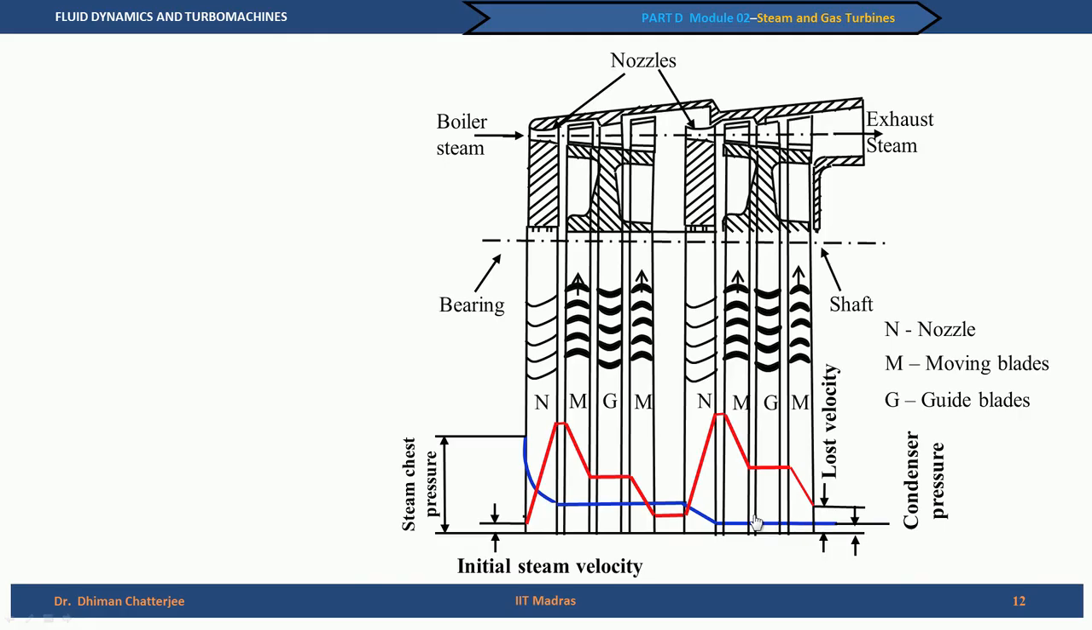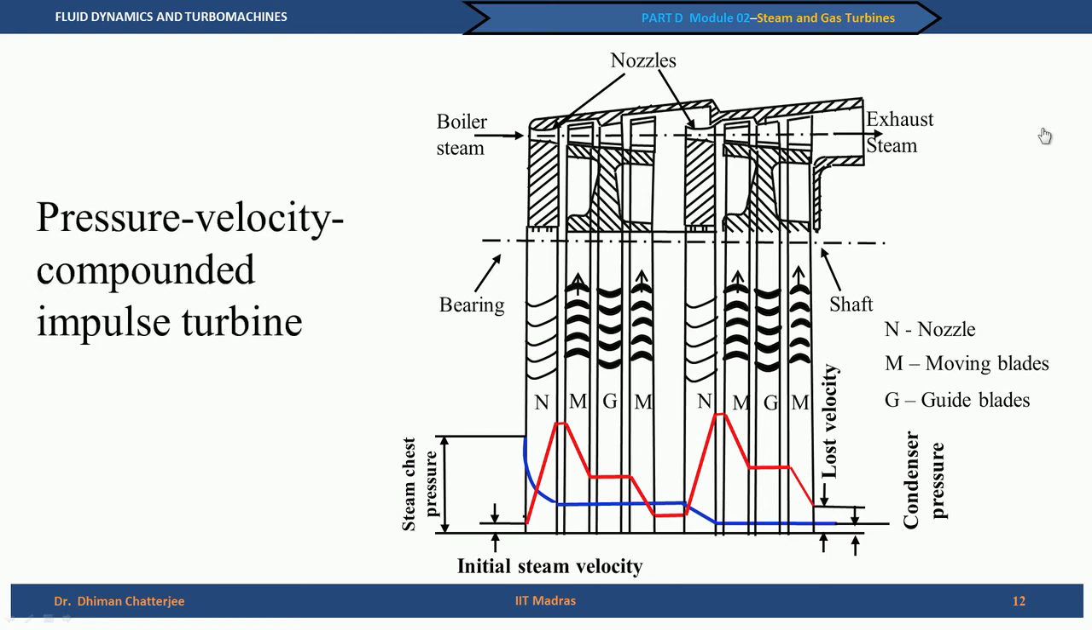So, here you see the pressure gets reduced twice in the structure we have shown, and both times in the nozzles. So, pressure compounding comes, and velocity also reduces in the moving blade, increases again in the nozzle and goes back to the lost velocity or exit kinetic energy in the second set. So, this is called the pressure velocity compounded impulse turbine.